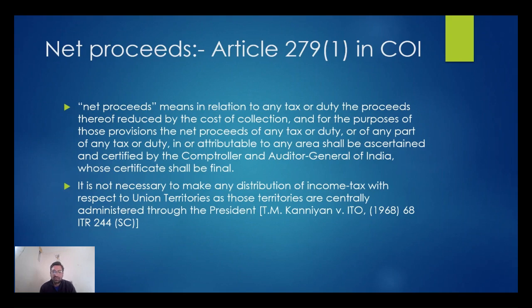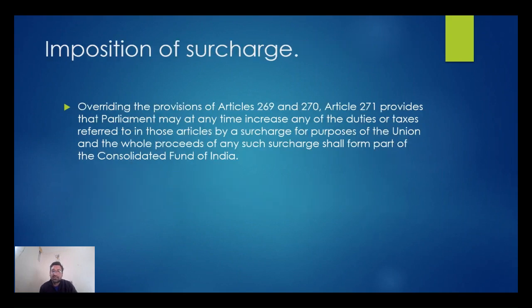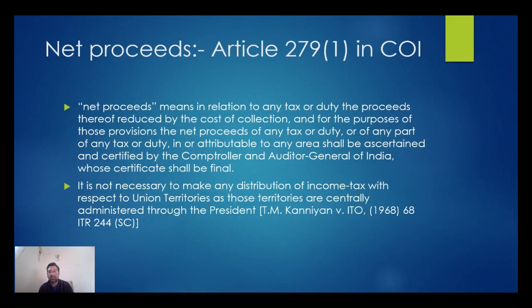So what are net proceeds? Here we have taken the whole proceeds of any such charge. Let's discuss net proceeds, which is given in Article 279(1) of the Constitution of India. Net proceeds means, in relation to any tax or duty, the proceeds thereof reduced by the cost of collection. For the purpose of these provisions, the net proceeds of any tax or duty, or of any part of any tax or duty, in or attributable to any area, shall be ascertained and certified by the CAG, Comptroller and Auditor General of India, whose certificate shall be final. So only the Comptroller and Auditor General of India has the authority to certify the reduction of the cost of collection for the net proceeds of any tax or duty.